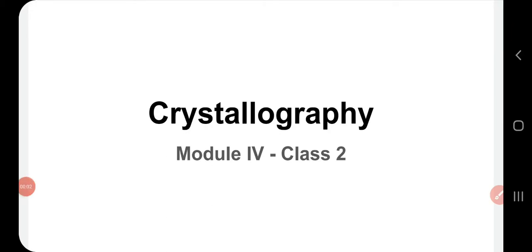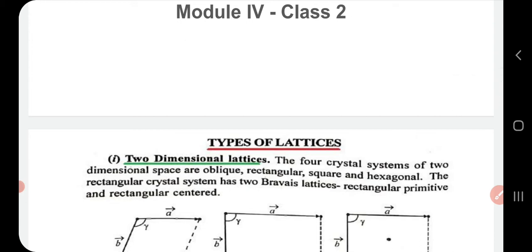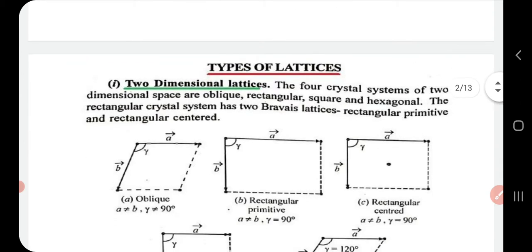Okay, now this is our class 2 on the module for crystallography. I think in the last class we studied various types of solids, that is crystalline, non-crystalline, polycrystalline materials, single crystals, etc. Then we learned about lattice parameters. So today we will learn about types of lattices.